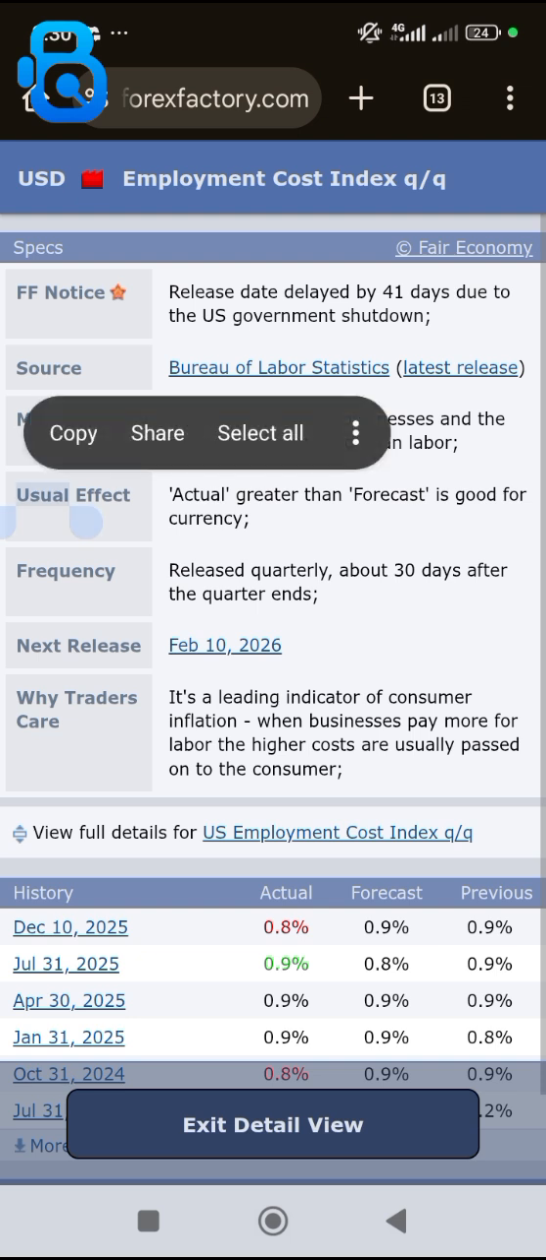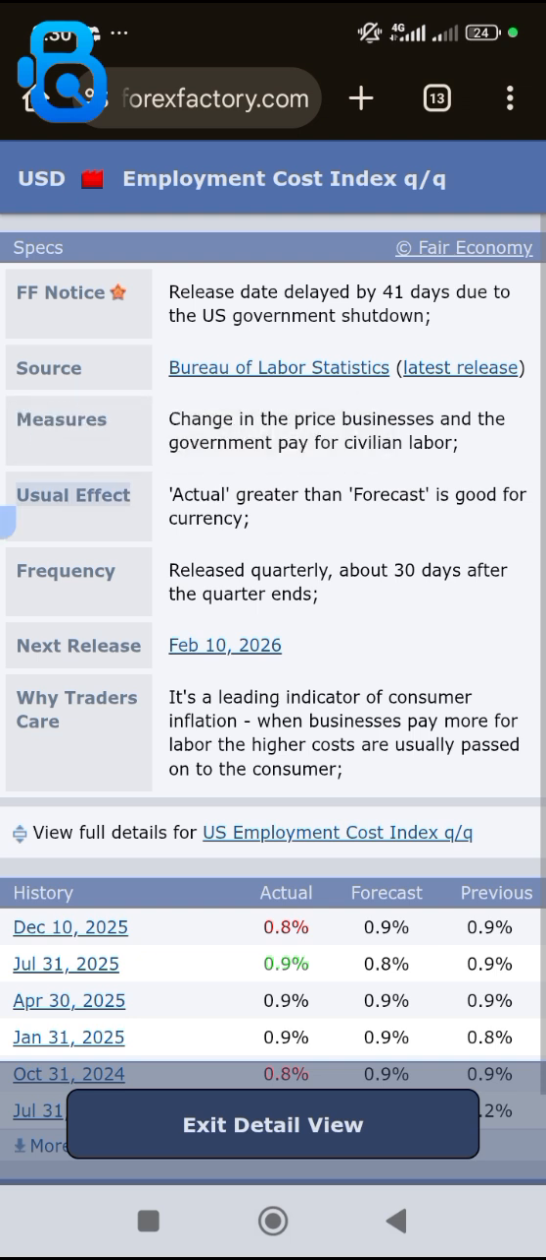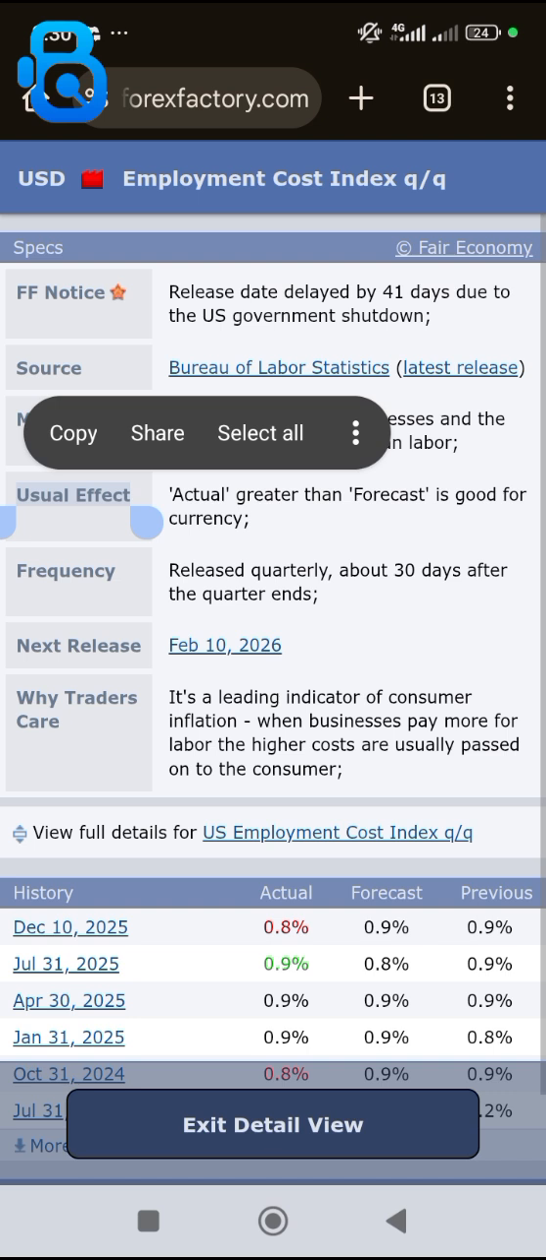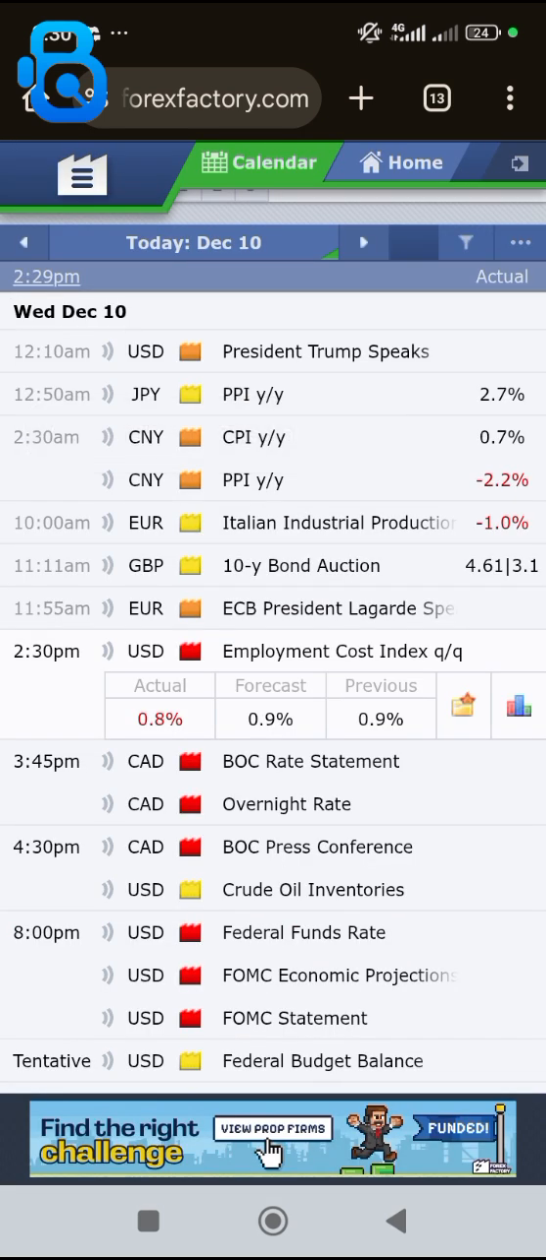So let's read the update again. The usual effect for employment cost index is that if the actual is greater than forecast, it's good for currency. By good for currency means people will be buying the United States dollars. So the breaking news released right now, at 2:30, is 0.8%. The actual is less than forecast, means it is not good for the currency. So the big boys will be selling the United States dollars to buy other currency.